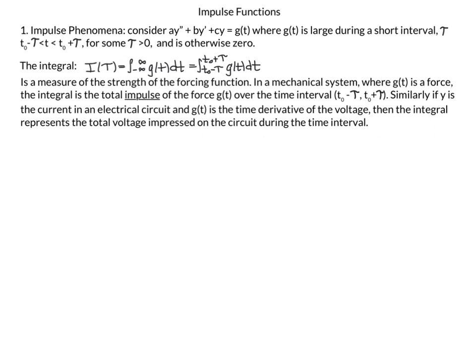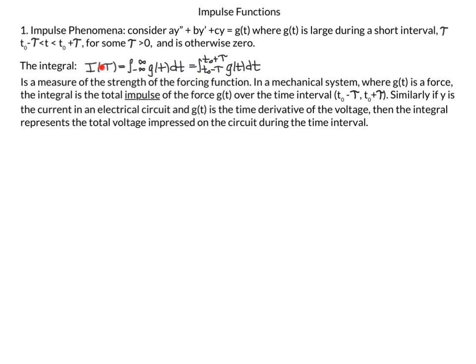So we'll back up and go from the beginning and say that we have an impulse phenomenon. We have a system modeled by this second-order differential equation, and then we have it equal to g of t. And we're going to say g of t is large during a short time interval, that is, for t, time, between t naught minus tau and t naught plus tau for some tau greater than 0, and is 0 everywhere else. So it's this impulse centered around time t naught, it's large, and everywhere else it's 0.